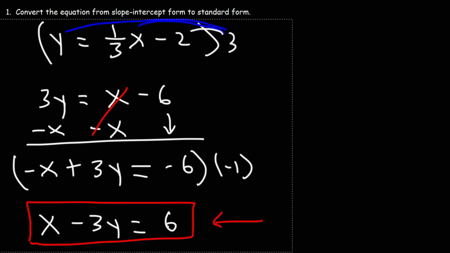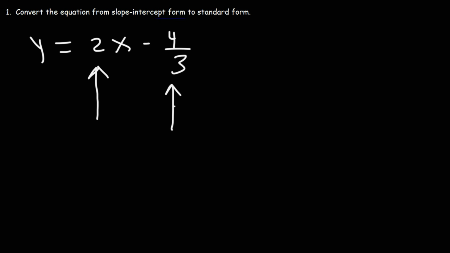Now let's run through some more examples. Go ahead and try this one. Y is equal to 2x minus 4/3. So this time, the slope is not a fraction, but the y-intercept is the fraction. The slope of the linear equation is 2. The y-intercept is -4/3. This is where the line touches the y-axis.